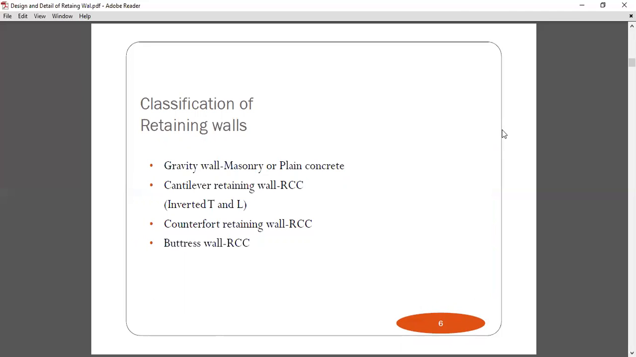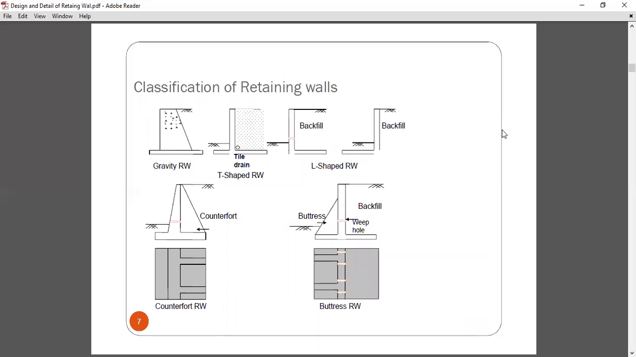Classification of retaining wall. We saw the basic retaining wall and its elements. Now we are going to start with the classification of retaining walls: gravity wall, masonry or plain concrete retaining wall, cantilever retaining wall, which we already saw, counterfort retaining wall, and buttress type retaining wall. Here is the classification of retaining walls with sketches and diagrams.